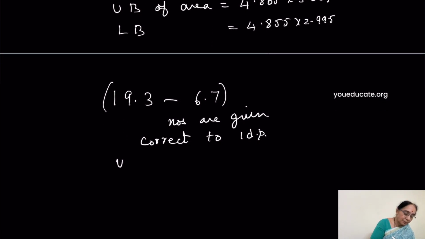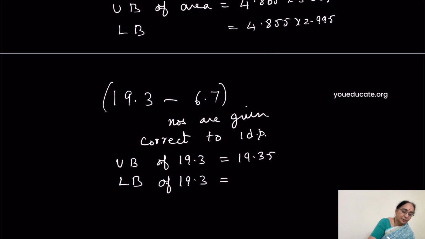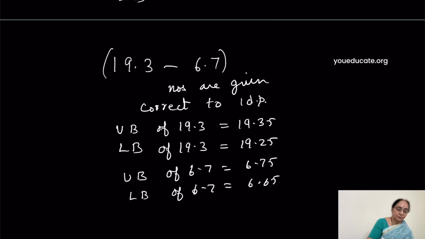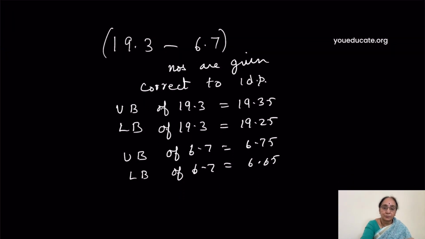So we'll find the upper bound of 19.3 and the lower bound of 19.3. The upper bound would be 19.35 and the lower bound would be 19.25. Now what about 6.7? Upper bound of 6.7 will be 6.75 and the lower bound of 6.7 will be 6.65, right? Now when it is subtraction, when you subtract a smaller quantity, you will get a larger answer. When you subtract a larger quantity, you will get a smaller answer.